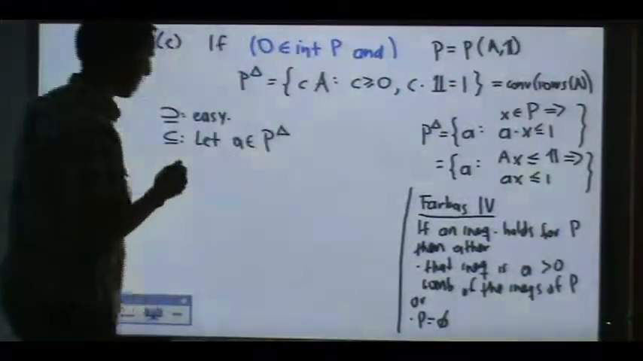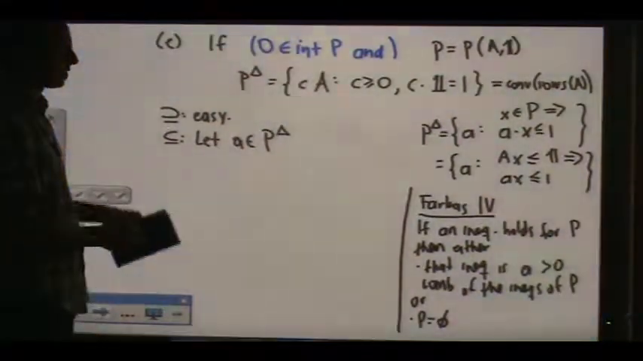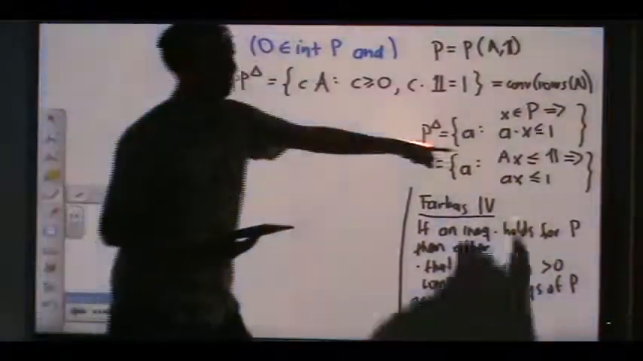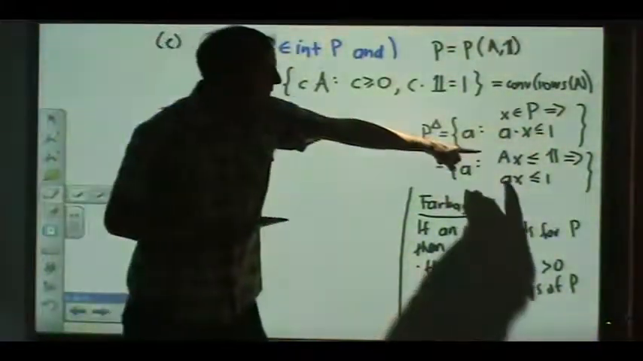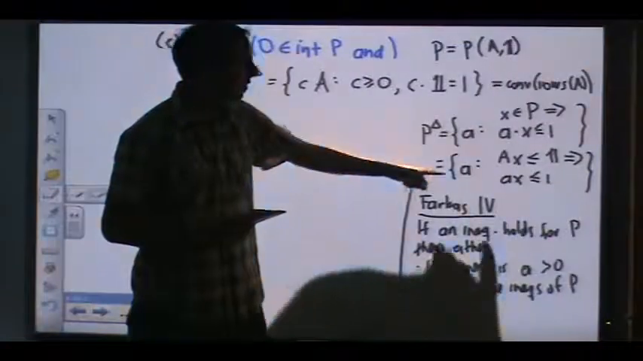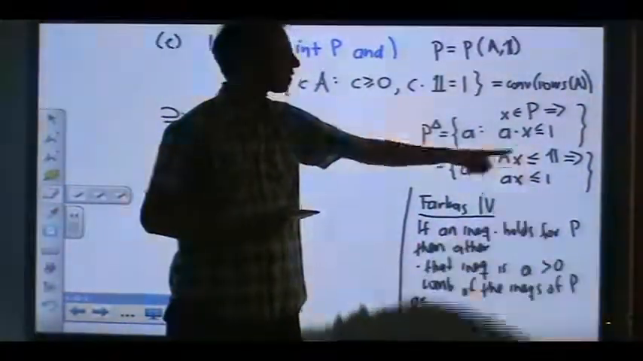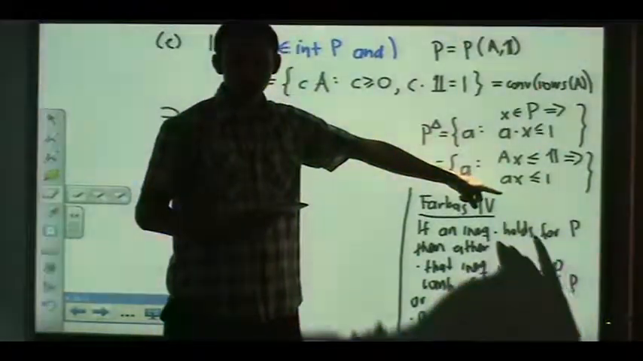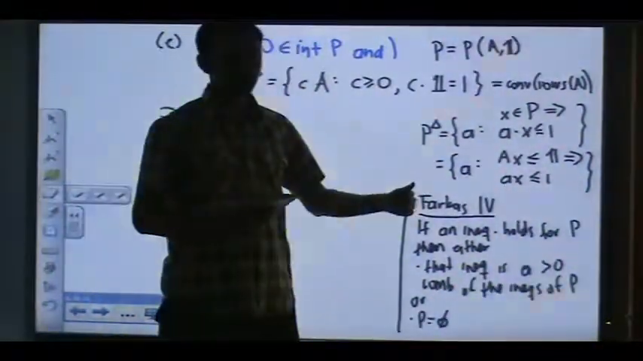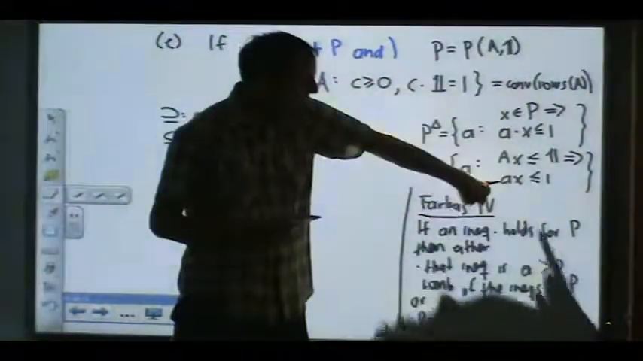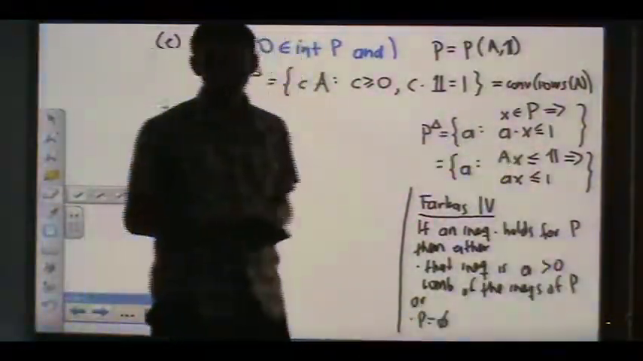So that's what Farkas 4 says, okay? And with that in mind, that's exactly the situation that we have here. Here we have a polytope, and here we have an inequality that holds for that polytope, right? It says if you're in the polytope, then you satisfy this inequality. That means that one of two things must be true. Either the polytope is empty, or this inequality is a combination of these ones.